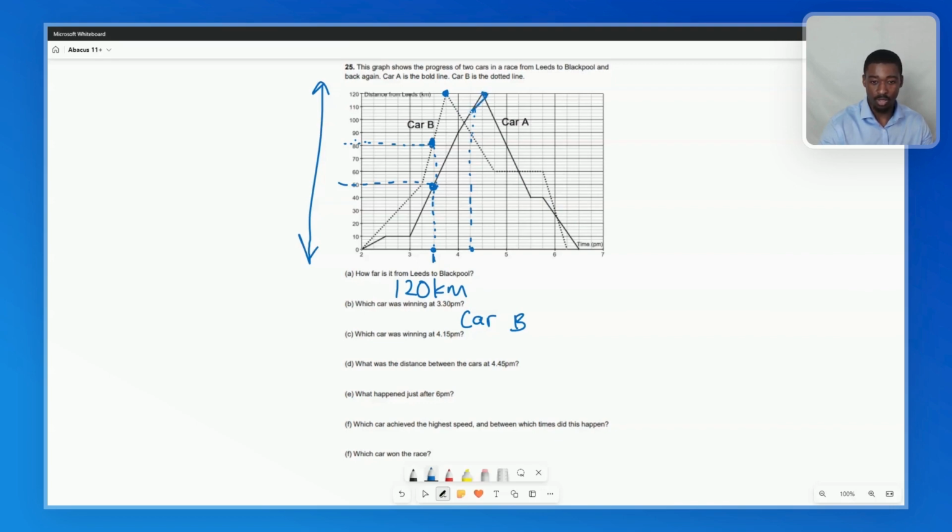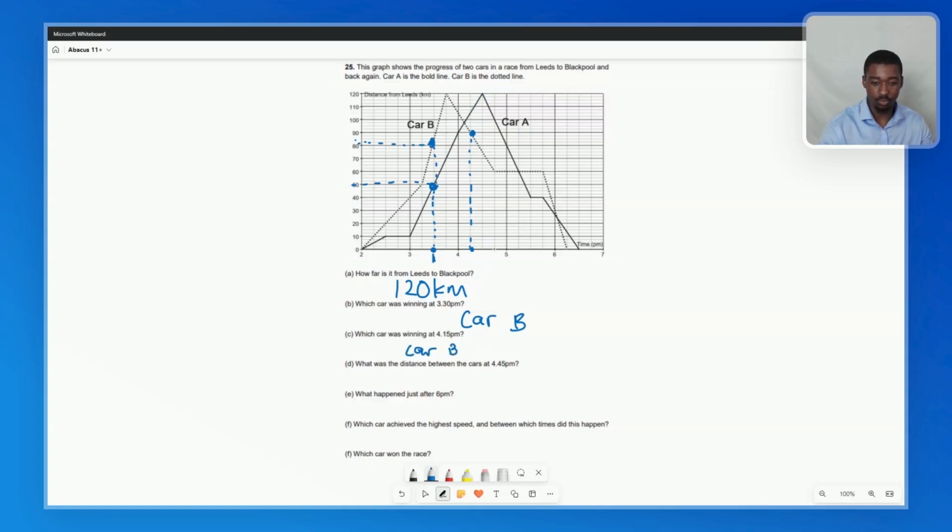So even though the line is higher, they're still losing because car B is on their way back to Leeds. And therefore at 4:15, car B is still winning.